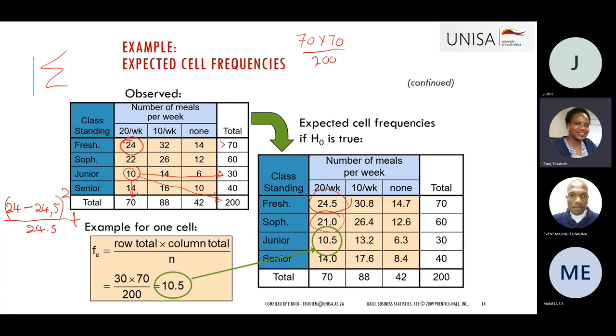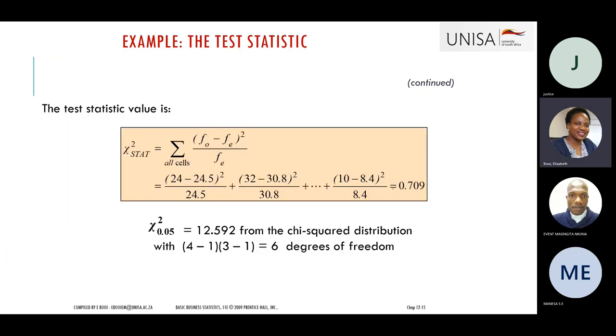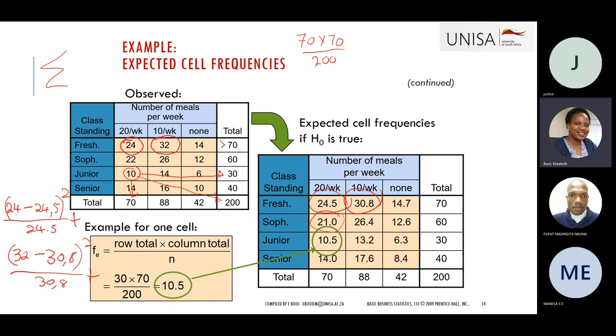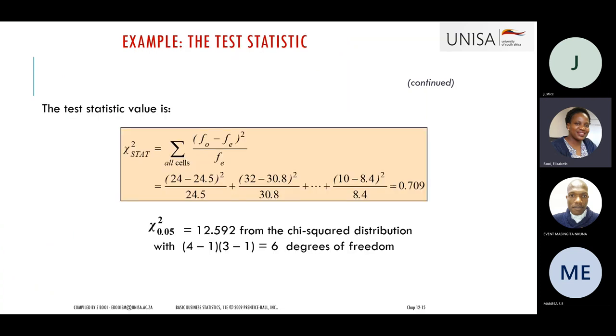So then it means plus. The next one, we can take 32. So it will be 32 minus the expected, which is 30.8, squared, divided by 30.8. And plus, and you continue until you add all of them on your table, up until you get to the last one, which is this 10 at the end. When you get to there, it will be 10 minus 8.4 squared divided by 8.4. Once you solve this and you add them, you will get 0.70.